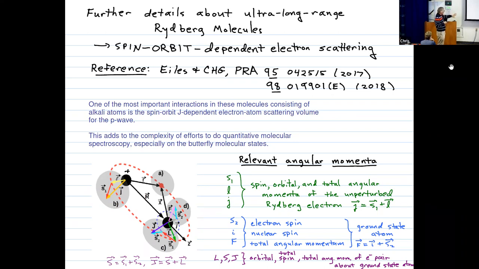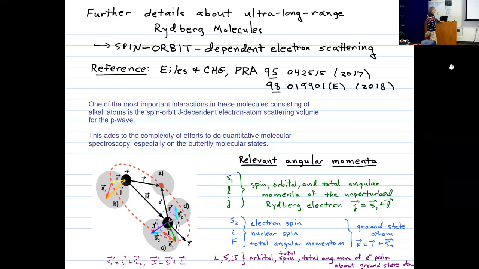This physics is often neglected. It was just treated as a triple P shape resonance, degenerate in all the different J components of that shape resonance. So, to treat this, we really have to consider all the angular momenta. I've listed basically all the relevant angular momenta here. There's the S1, its orbital angular momentum, and the J quantum number for the Rydberg electron.